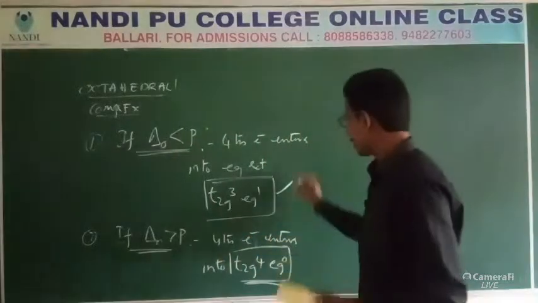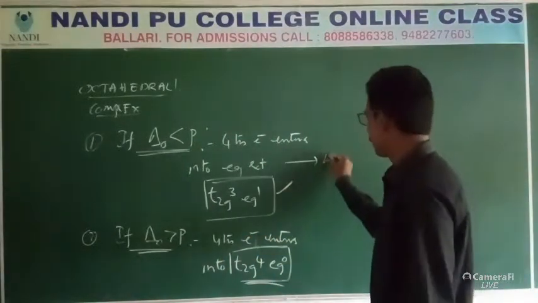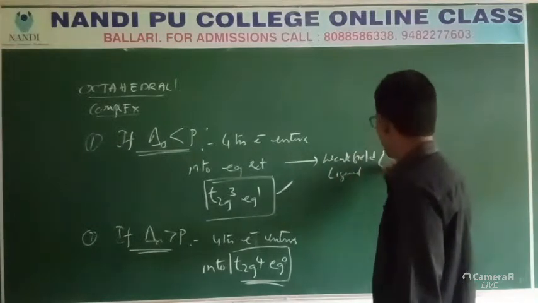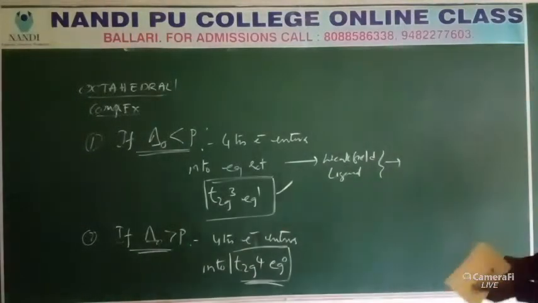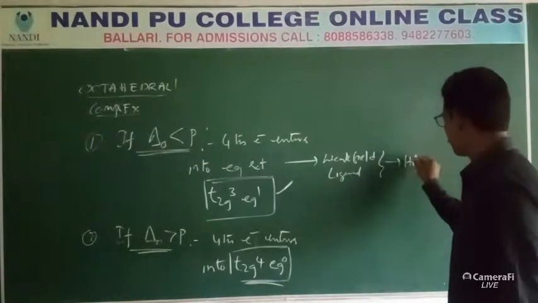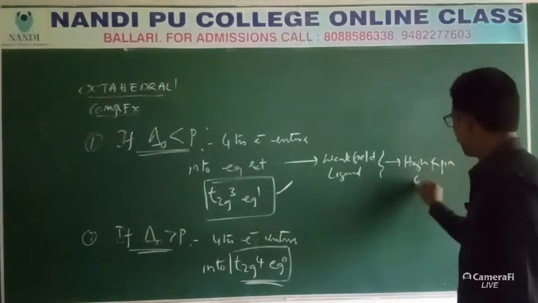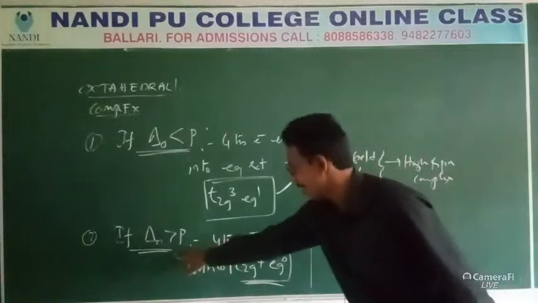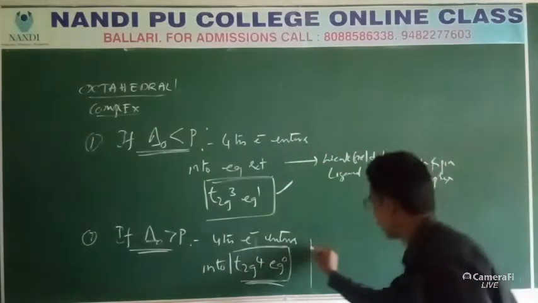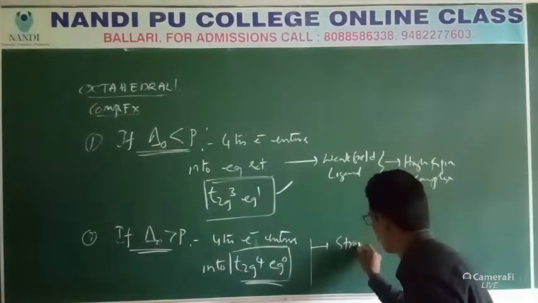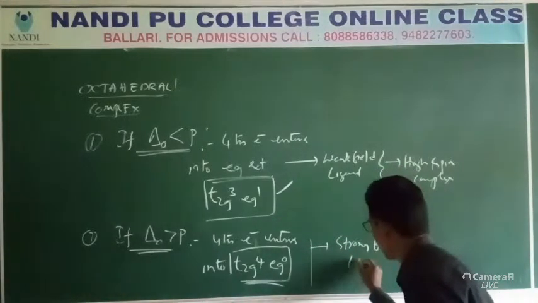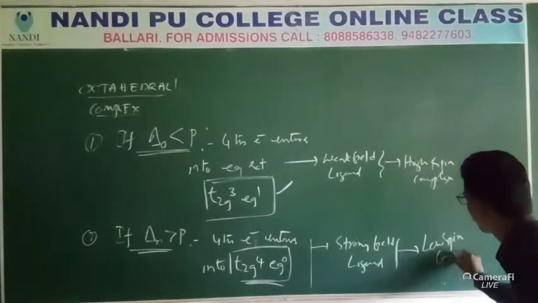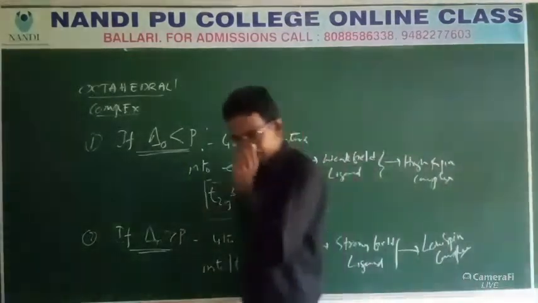Next, in this case the ligand is a weak field ligand. No doubt it is the presence of a weak field ligand, and this complex is called, as already explained in VBT, a high spin complex. What about the second case? If delta O is greater than P, the pairing energy, in this case in the presence of a strong field ligand, this is called a low spin complex, children. This is a very important case.